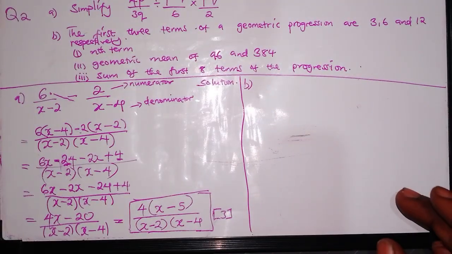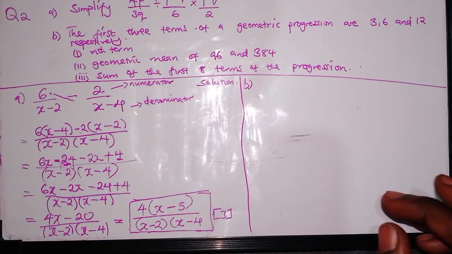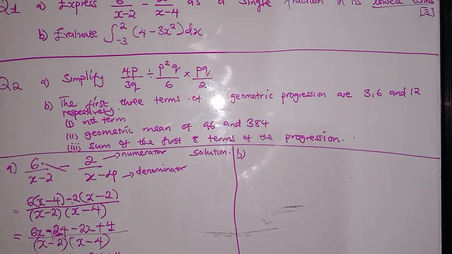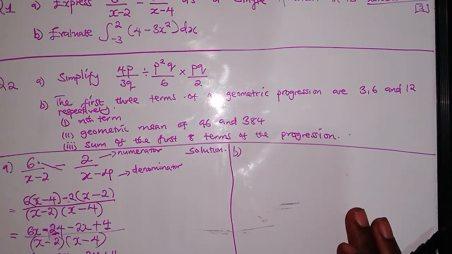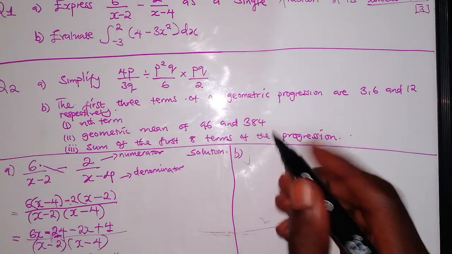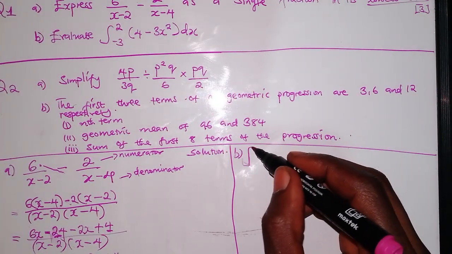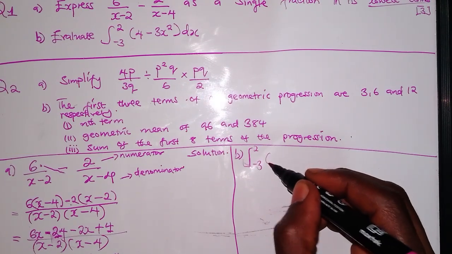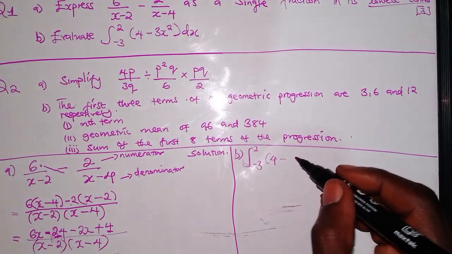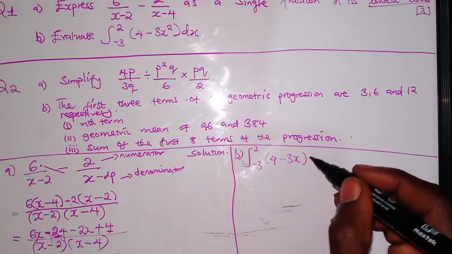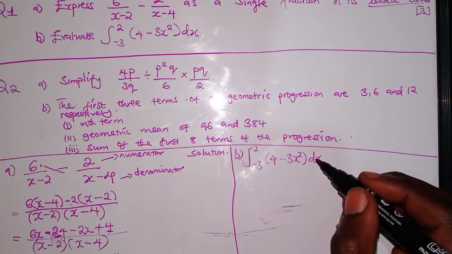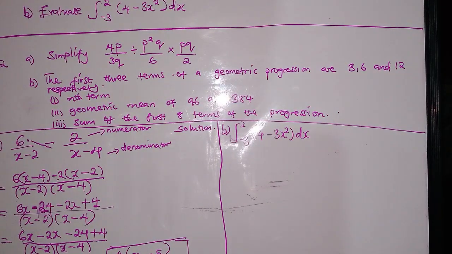So our part B on question 1 is saying we have to evaluate. So the question we have to evaluate is this one. So we have the integral from 2 to negative 3 of 4 minus 3x squared dx. So whenever you see dx, just know that this is calculus.